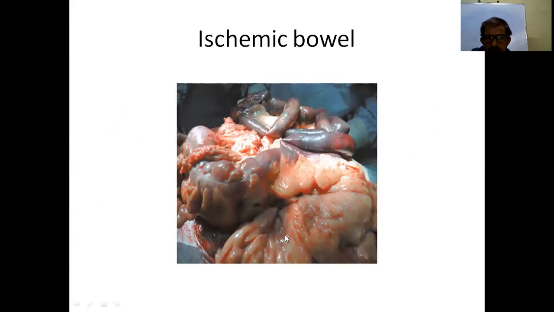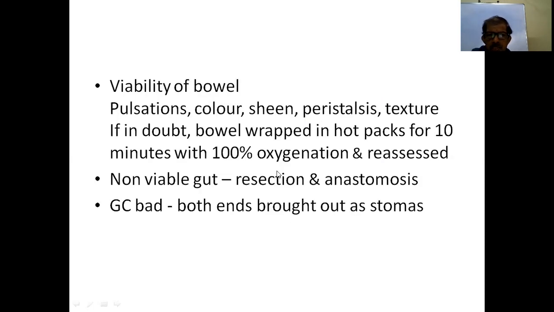See this, whereas here you are not very sure. Is it ischemic or going to be ischemic, or is it going to recover? So in those cases, what you have to do is wrap the bowel with hot packs, this is very, very important, for 10 minutes, and then ask the anesthetist to give 100% oxygen instead of oxygen 80% and nitrous 20%. So wait for 10 minutes, then reassess. If it is still non-viable, then you have to resect and do end-to-end anastomosis.